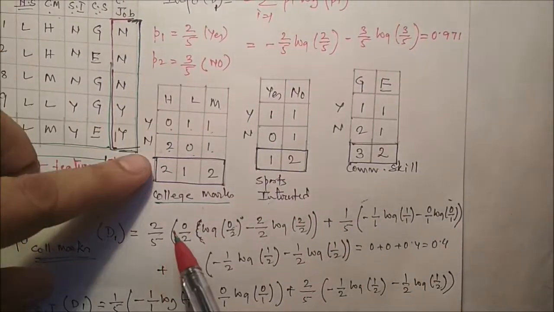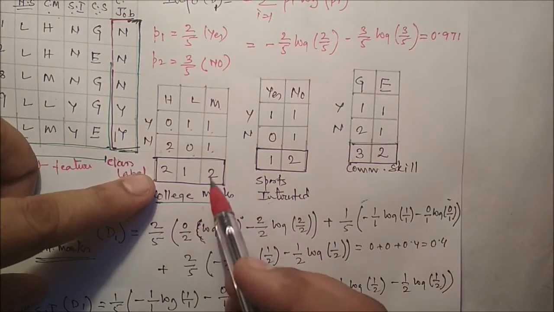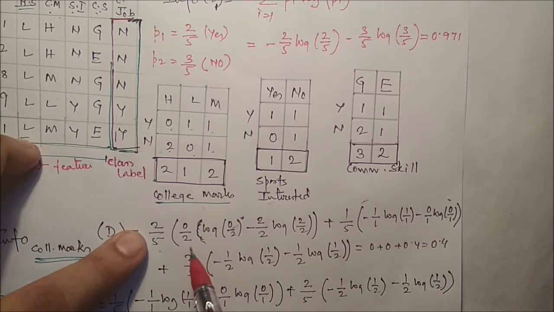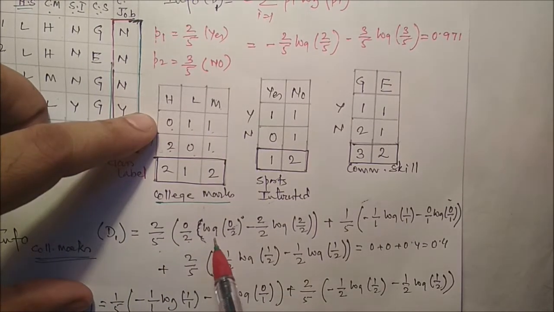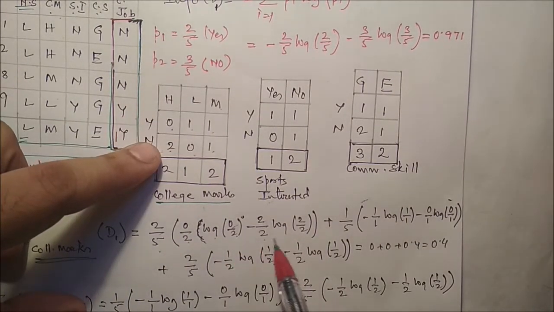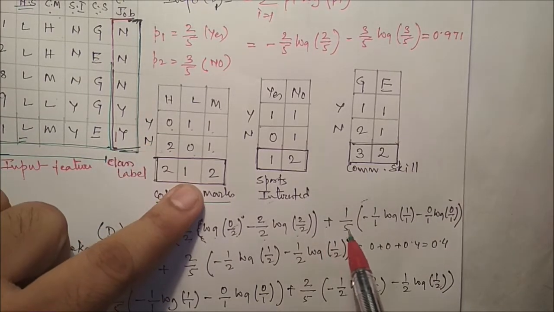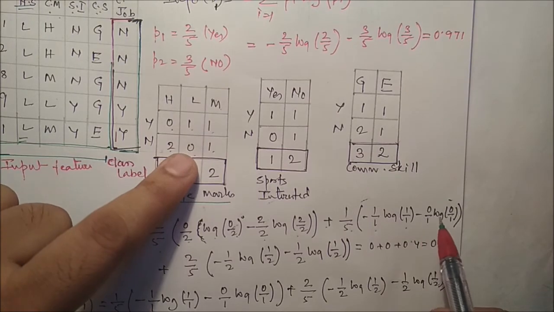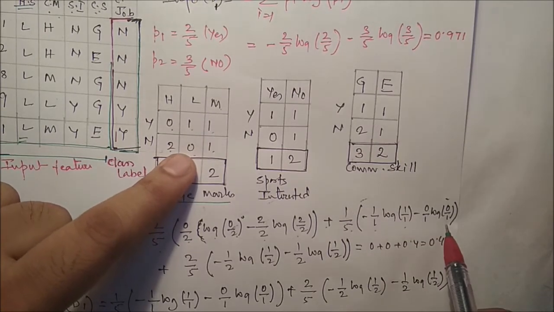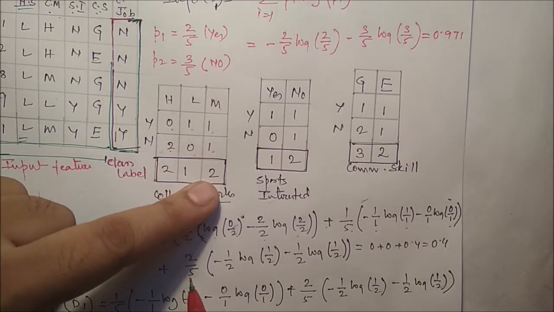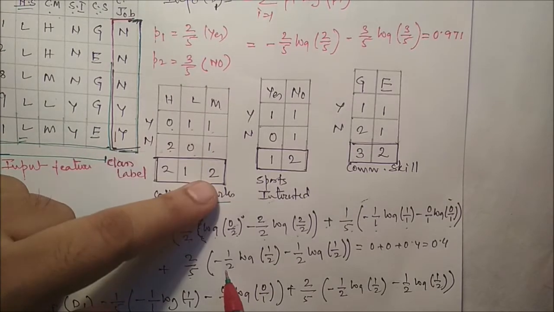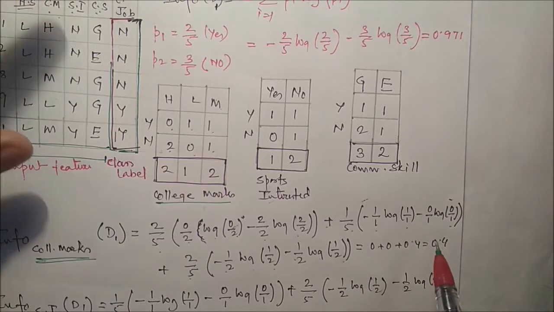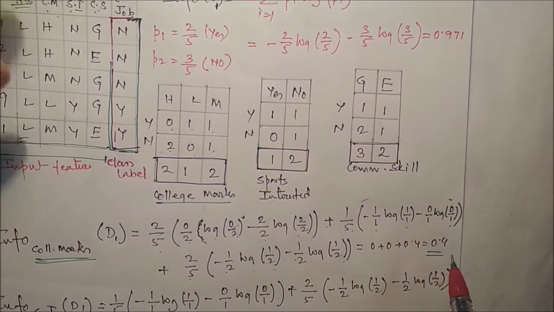So 2/5, where 5 is the total number of data: 1, 2, 3, 4, 5. 2/5 times (minus 0/2 log 0/2 minus 2/2 log 2/2) plus 1/5 times (minus 1/1 log 1/1 minus 0/1 log 0/1) plus 2/5 times (minus 1/2 log 1/2 minus 1/2 log 1/2). If you solve it, you get the answer 0.4.